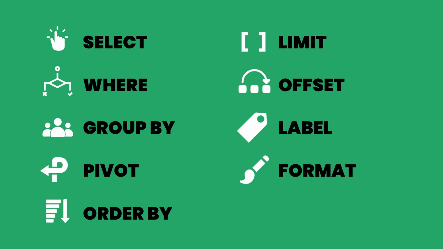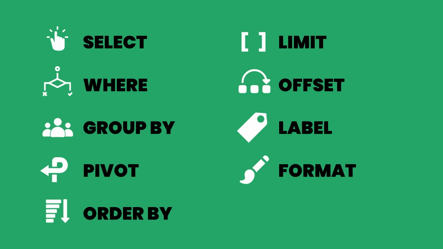If select is omitted, all columns are returned in their original order. Where filters data, returning only rows that meet certain conditions. Group by groups data, aggregating values by specified columns. Pivot pivots data, transposing rows into columns. Order by sorts data. By default, it sorts in ascending order, ASC, but you can use DESC for descending order. Limit limits the number of rows returned. Offset skips a specified number of rows before returning data.